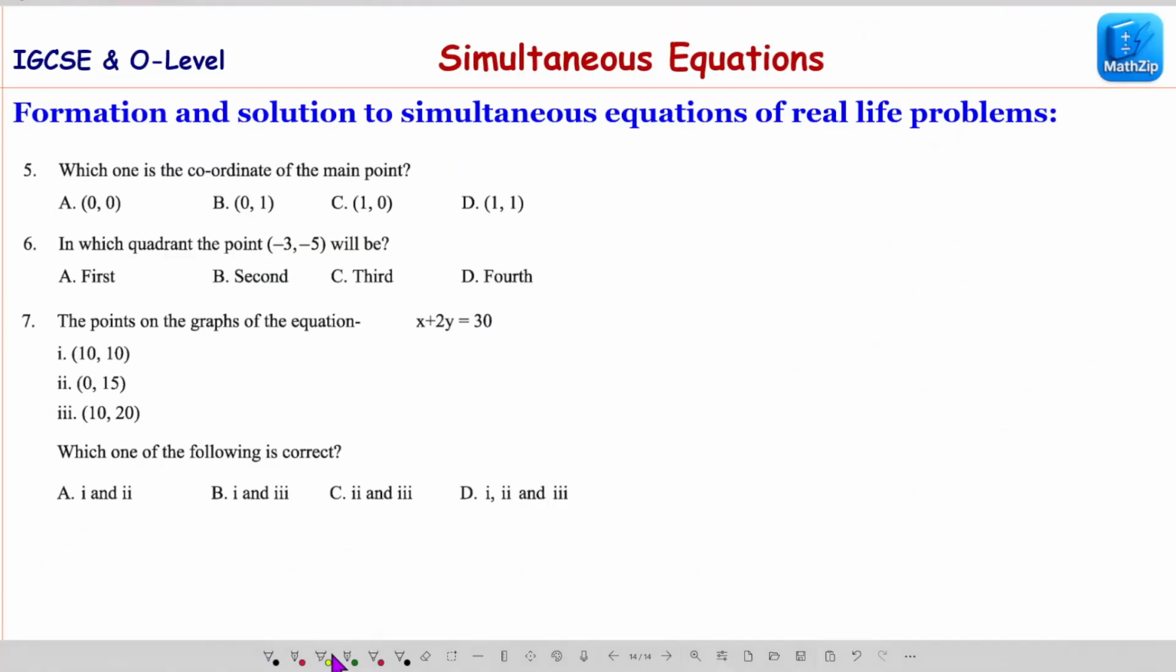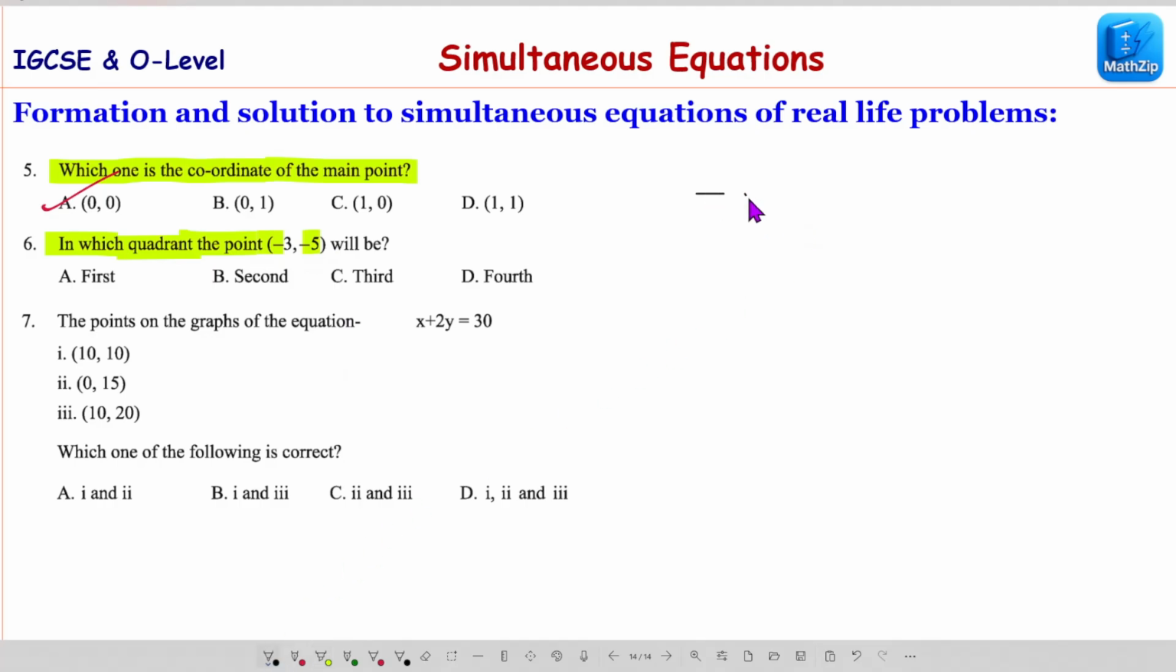Question 5, which one is the coordinate of the origin point? So the origin is very simple, 0, 0, right? It's the starting point. Number 6, in which quadrant is the point -3 and -5?